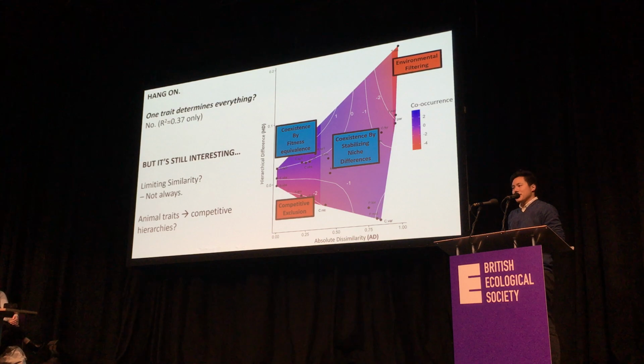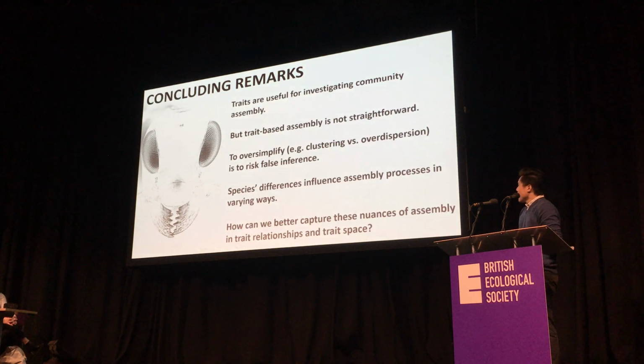But of course, we're not trying to say that one trait explains all of the structure. Clearly it does not. There are still things we need to consider, such as niche differentiation across multi-dimensional trait space. But at this stage, we think it's really interesting and worth discussing because it at least provides some evidence suggesting that limiting similarity may not necessarily be the driver of competitive exclusion in every case. We need to consider how trait values of animals, and not just plants, might reflect directional competitive hierarchies. So in conclusion, traits are indeed useful for explaining and investigating community assembly, but trait-based assembly is not that straightforward.